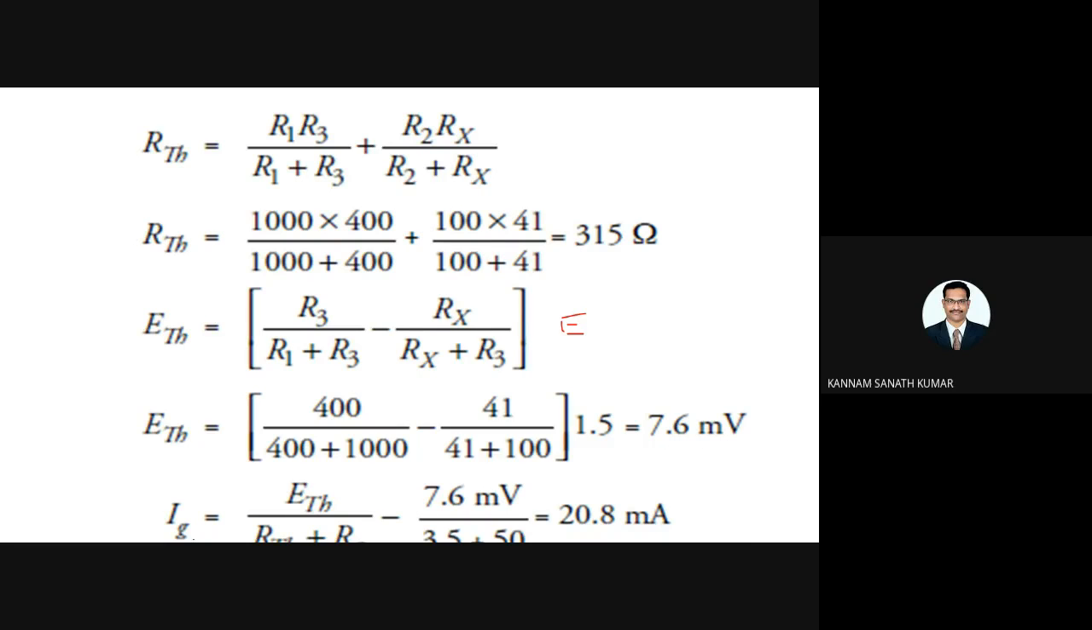Now you have to find out the galvanometer current. Ig equal to ETH by RTH plus RG. So that is equal to 7.6 millivolts by 315 plus 50. RG is 50, given in the problem. That is equal to 20.8 microamps. So the galvanometer current is 20.8 microamps.